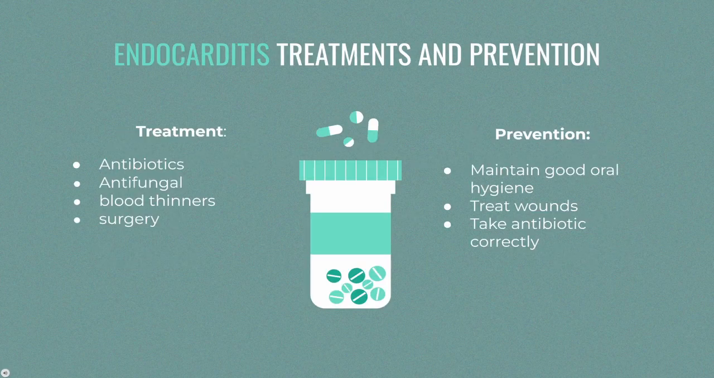Endocarditis treatment are antibiotics, antifungal, blood thinners, and surgery. The two main types of antibiotic given are prophylaxis and vancomycin. Prophylaxis is normally given to certain dental procedures to reduce the risk of developing endocarditis or for those who have heart valve disease that are getting implants, heart valve repairs, heart transplants, or those who have already had endocarditis before.